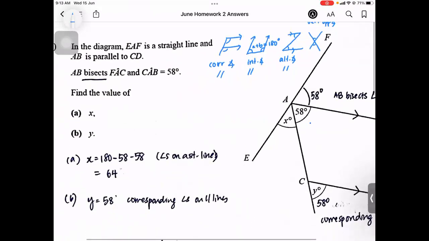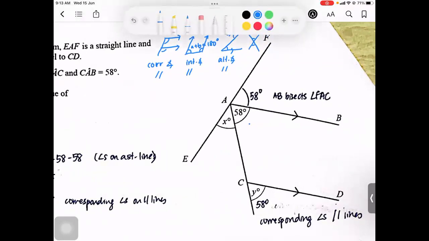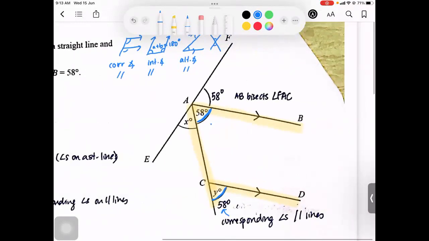Now, next one, the question says, in the diagram, EAF is a straight line, AB is parallel to CD. So when the question says AB parallel to CD, immediately I get a letter F, which is I have a pair of corresponding angles over here. So in this case, this one is a pair of corresponding angles. Y will straight away be 58 degrees, corresponding angles on parallel lines.